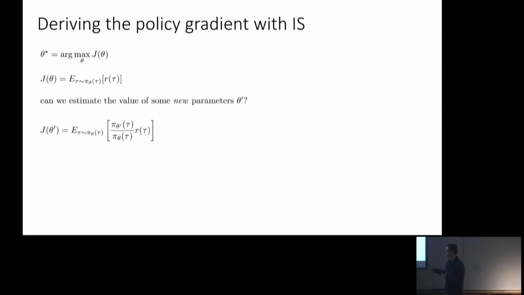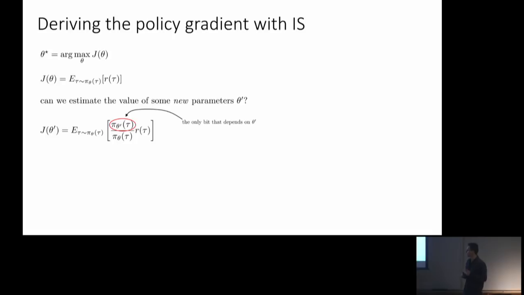This is my ratio. I just plug in the things that I had before, and this is the only bit that depends on theta prime. So if I want to compute the gradient of this now, the expectation is taken under a distribution that is not affected by theta prime, so the gradient is not going to affect this thing. It's only going to care about this term up here. And of course, I would substitute in the products here.